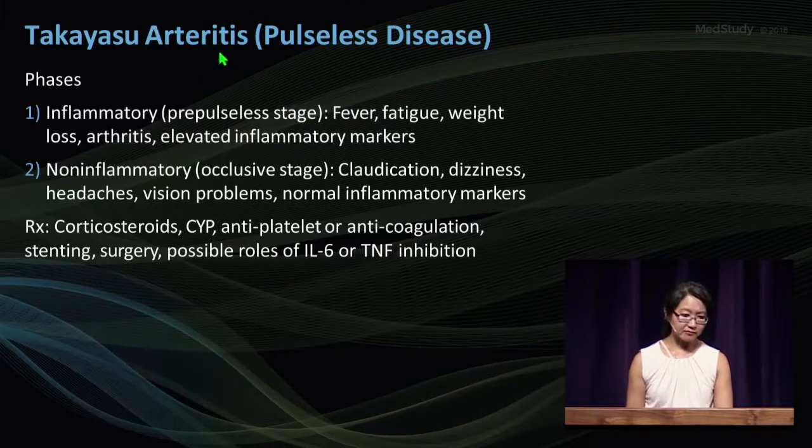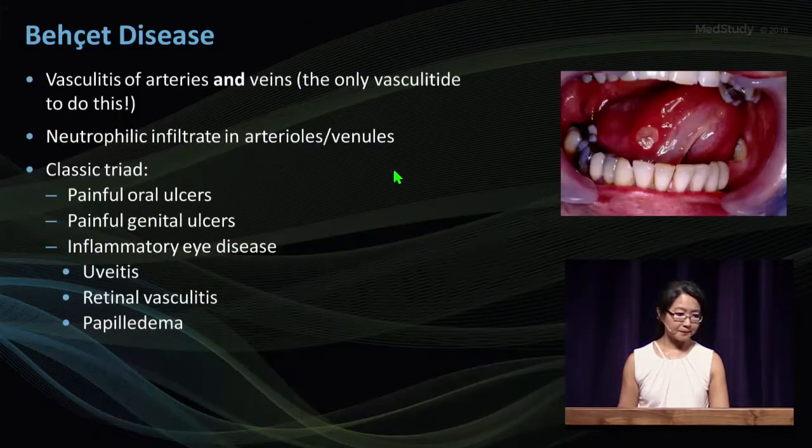How do you treat active inflammation? With the usual suspects, corticosteroids. We also use cyclophosphamide. We want to be very aggressive in this disease. In the event that they do have stenosis, we'll use antiplatelets and also anticoagulation. Now, there are possible roles of IL-6 inhibitors, tocilizumab. It's FDA approved for patients with giant cell arteritis, which is the older, adult version of this.